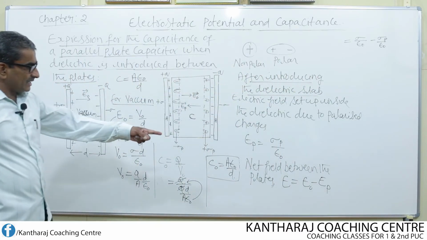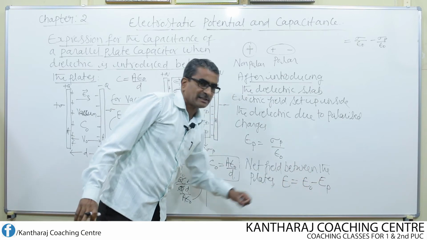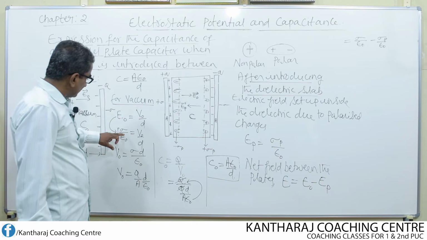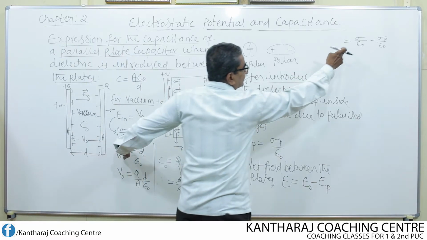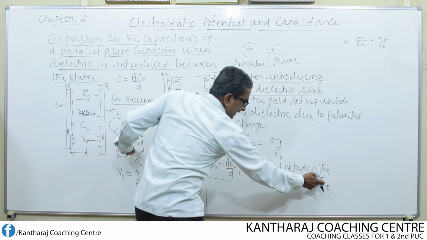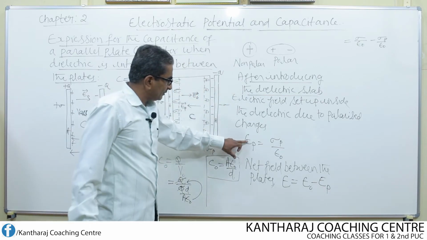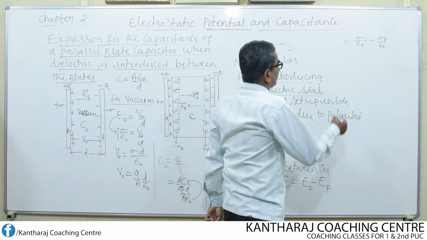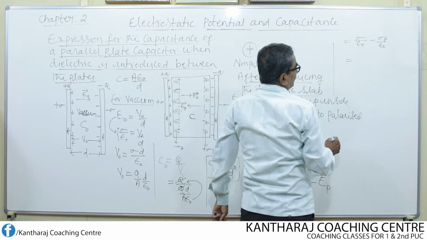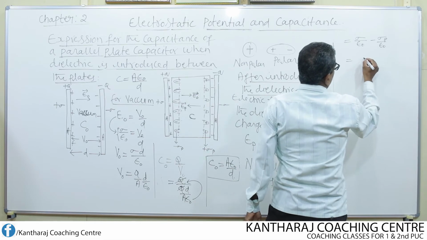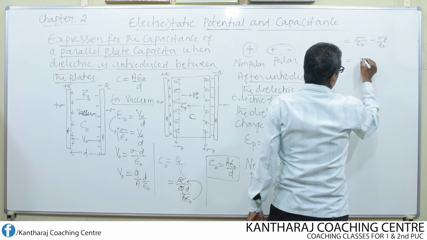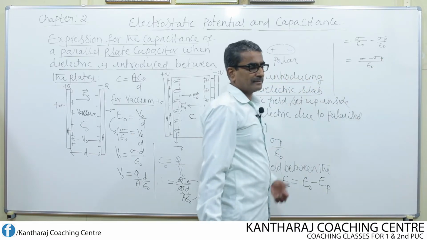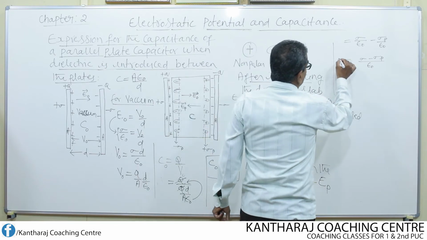Okay, I have substituted for E naught as well as for EP. E naught is equal to sigma divided by epsilon naught, and EP is equal to sigma p divided by epsilon naught. Now, this is equal to, removing epsilon naught as a common factor, sigma minus sigma p divided by epsilon naught. Okay, so this is the net field.